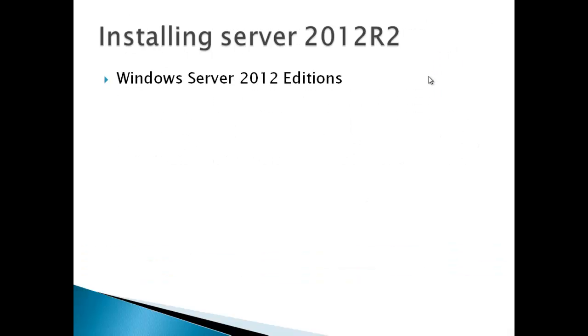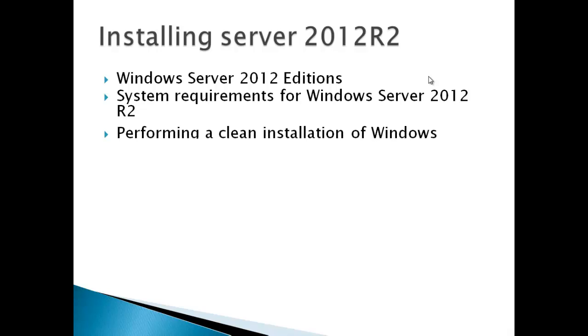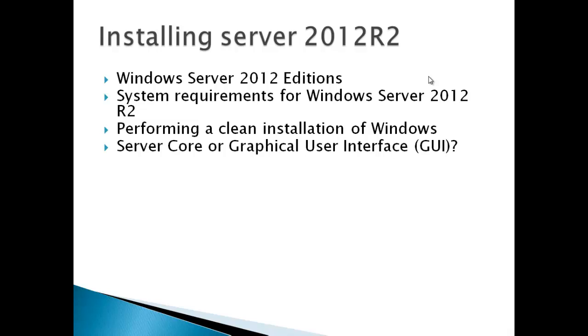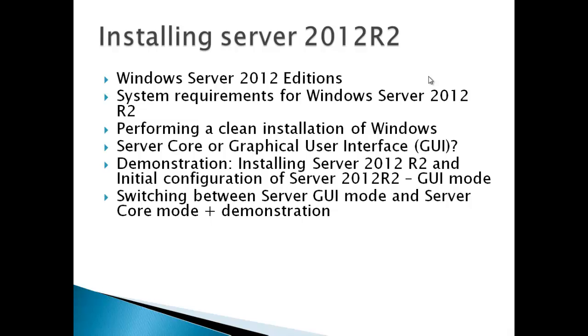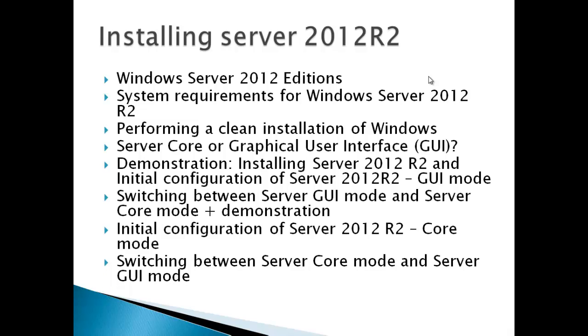Installing Server 2012. We saw the editions, what kind of editions we have of Windows 2012. Then we saw the minimum requirements for Windows Server 2012 R2. Then we performed the clean installation of Windows Server. With server core, we get to choose: do we want server core or the Graphical User Interface, GUI? We saw a demonstration of how to install the GUI mode. Then we switched from the GUI mode to server core mode in a demonstration. Then we saw the initial configuration of server core mode, and then we switched from server core mode to the GUI mode.